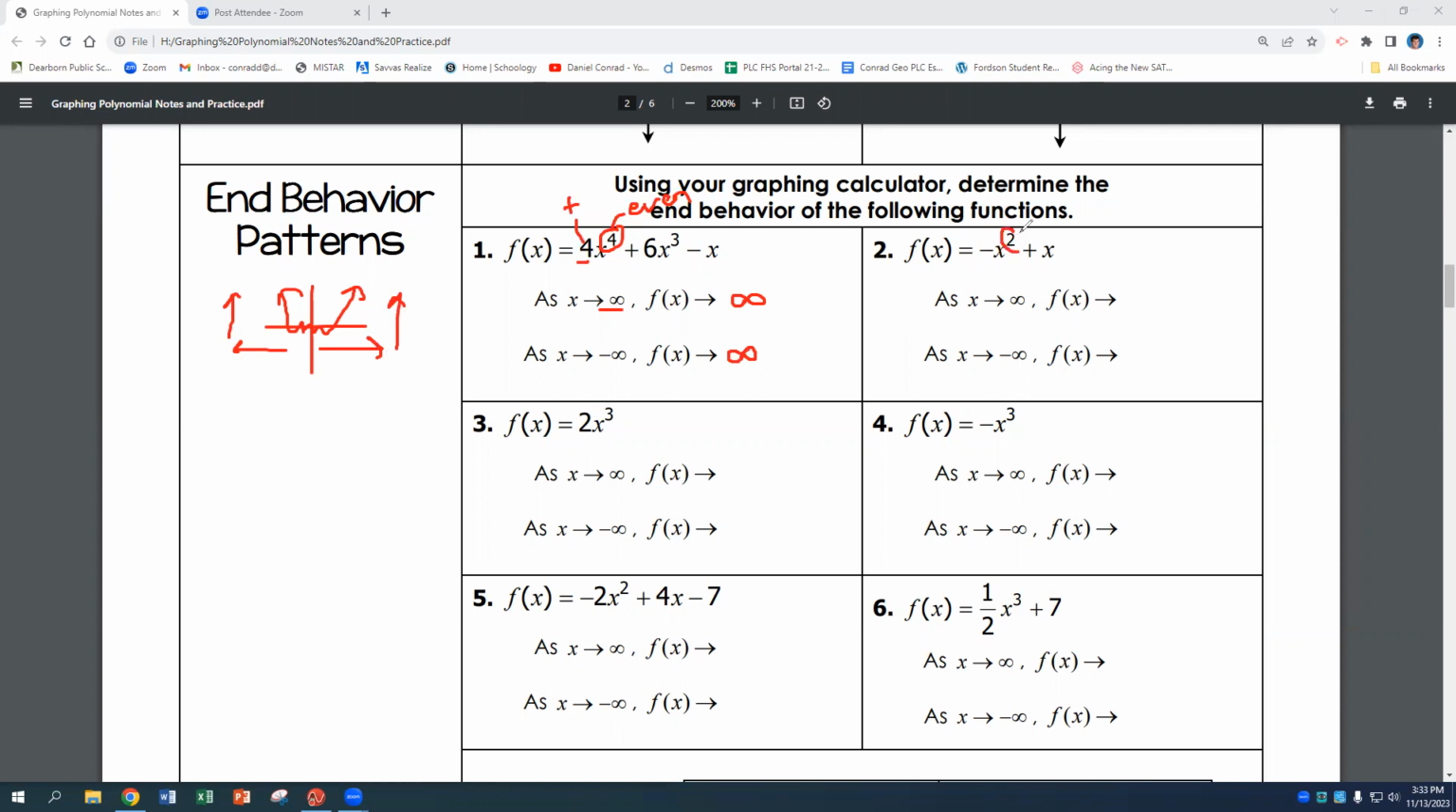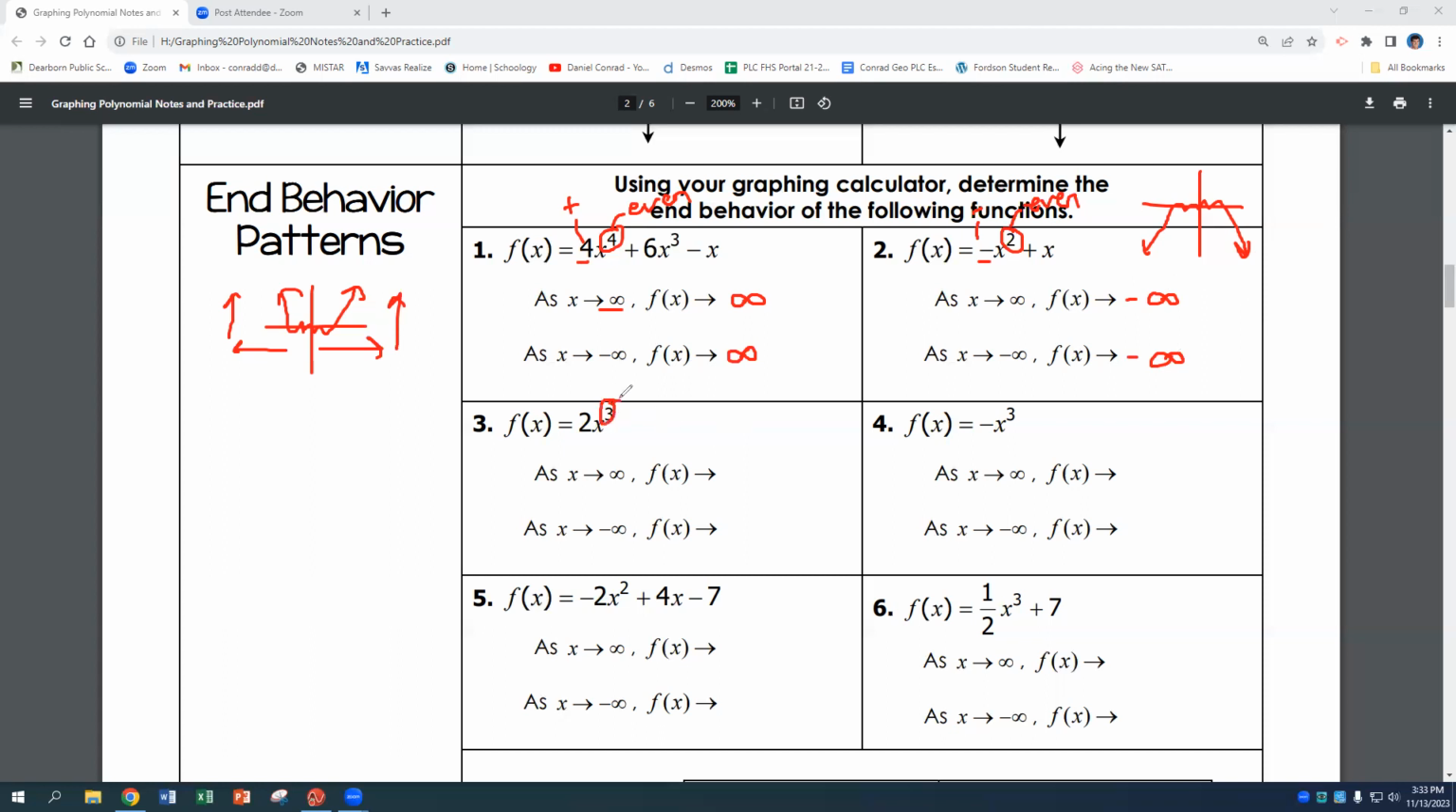Over here, we have even and negative. So if it's even and negative, it's going to look something like this. So as we go to the right, we're going down towards negative infinity. And as we go to the left, we're going down towards negative infinity. It's going down and down as you go left and right.